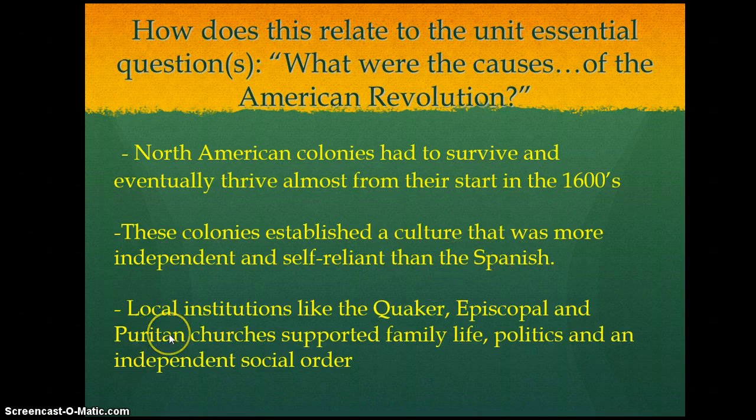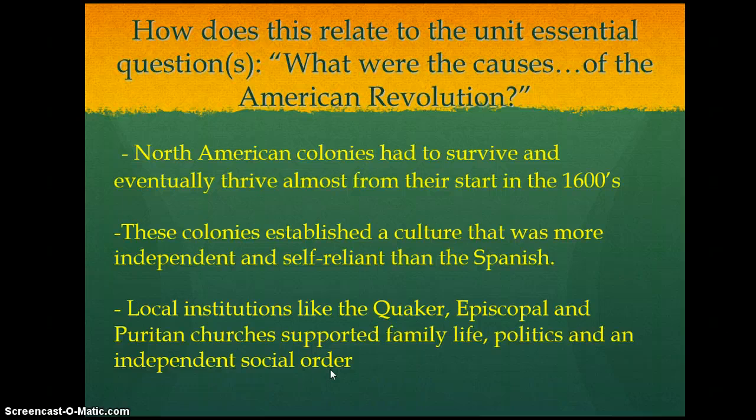And then local institutions they created, like the Quaker, Episcopal, and Puritan churches, which were all offshoots of the original Catholic religion, which dominated Europe until the Protestant Reformation. All of these institutions in the northern colonies supported family life, independent political institutions like town halls and elected selectmen within a given community, and a very independent social order, which was very, very different from the top-down colonial governments that were created by the Spanish.